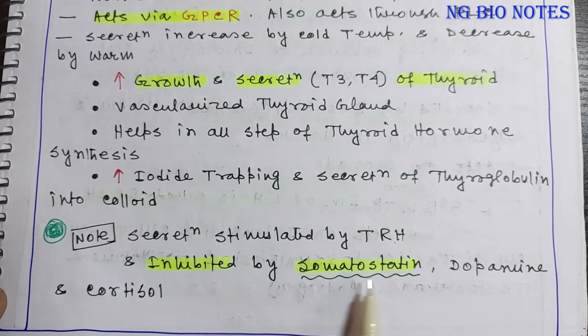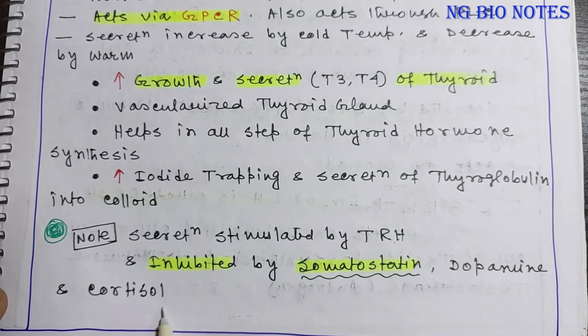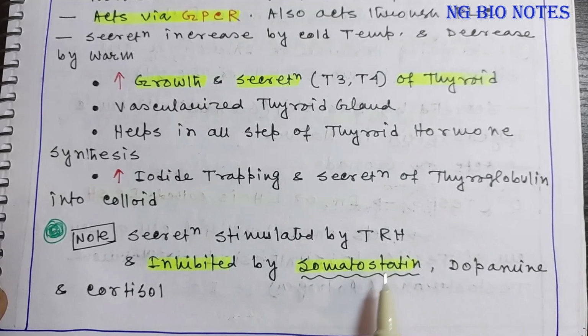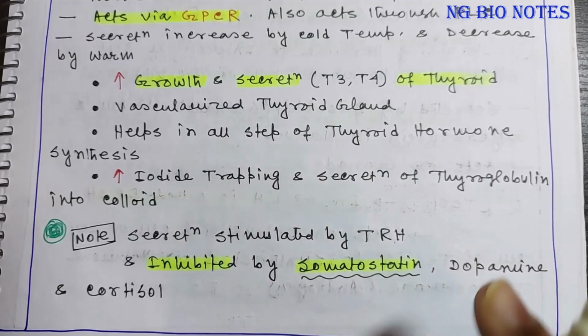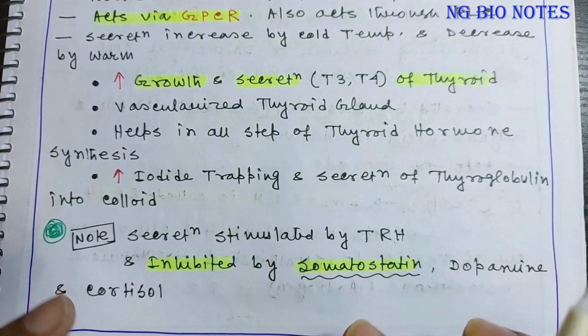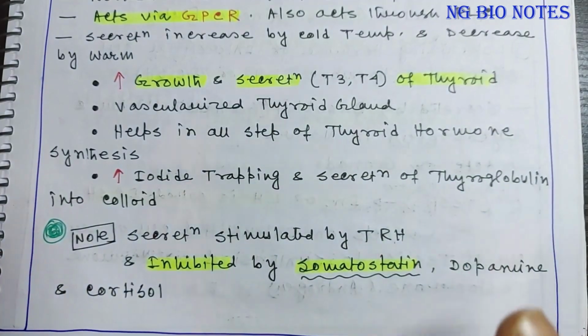but this TSH secretion is inhibited by somatostatin, dopamine and cortisol. So this somatostatin is very important, and this inhibits secretion of thyroid stimulating hormone. Somatostatin not only inhibits secretion of TSH, but also inhibits secretion of growth hormone.